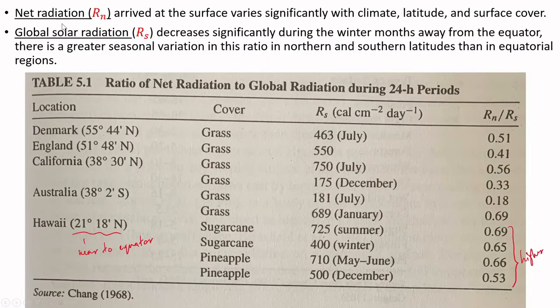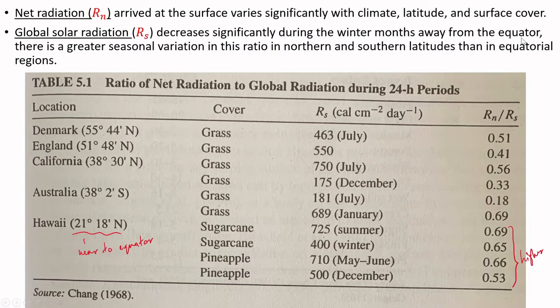Alright, so here's a slide that shows the table: the ratio of net radiation to global radiation during a 24 hours period. So basically, just now we talked about global solar radiation coming in from the sun. A portion of that will be absorbed by the soil, and that we call net radiation. Net radiation arriving at the surface varies significantly with climate, latitude, and surface cover. The global solar radiation decreases significantly during the winter months away from the equator.